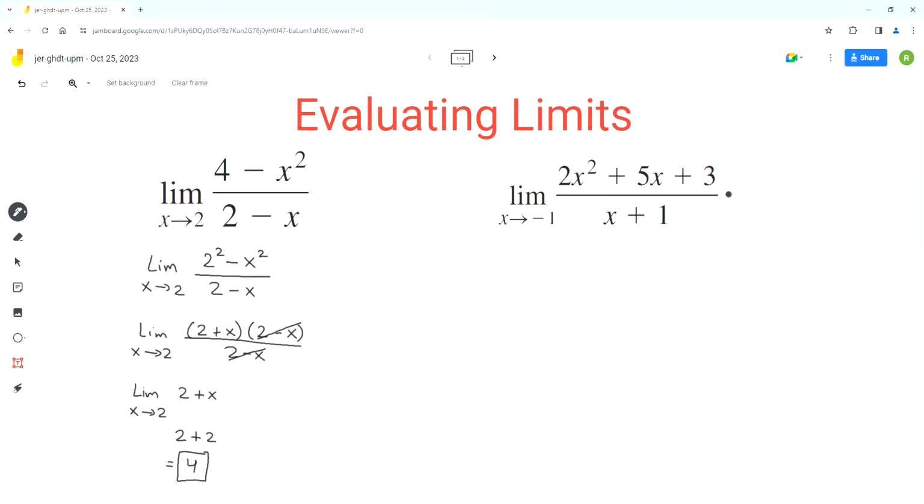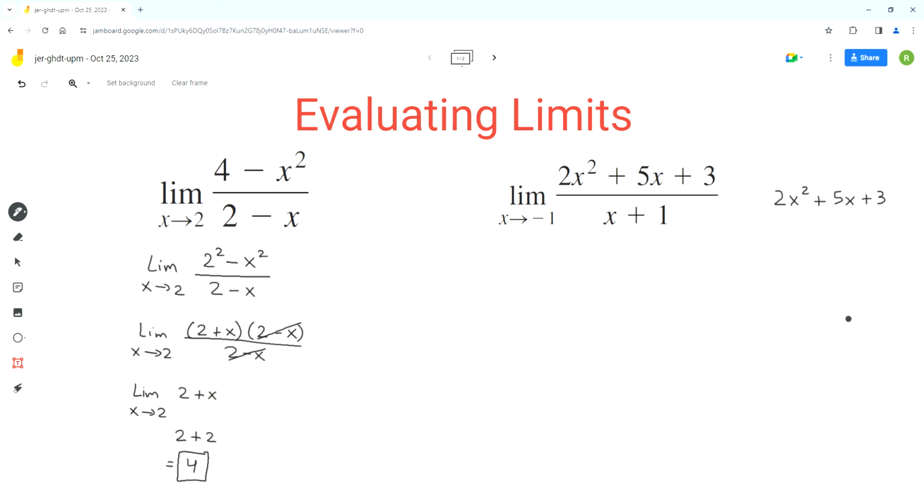Now the numerator is a trinomial, and it's a complex trinomial because the coefficient of the x squared is not equal to 1. It is equal to 2. So we have to see if we can factor this expression. We can do the analysis on the side. The given trinomial is 2x squared plus 5x plus 3. We can factor it either using the decomposition method or the crisscross method. Whichever way you do it, you'll get the same answer.